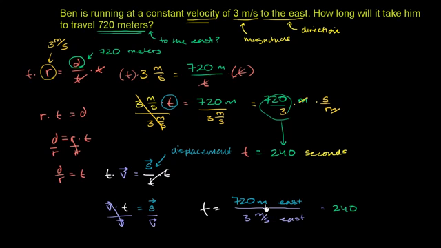And then when you take meters in the numerator and you divide by meters per second in the denominator, that's the same thing as multiplying by seconds per meter. Those cancel out, and you are just left with seconds here.